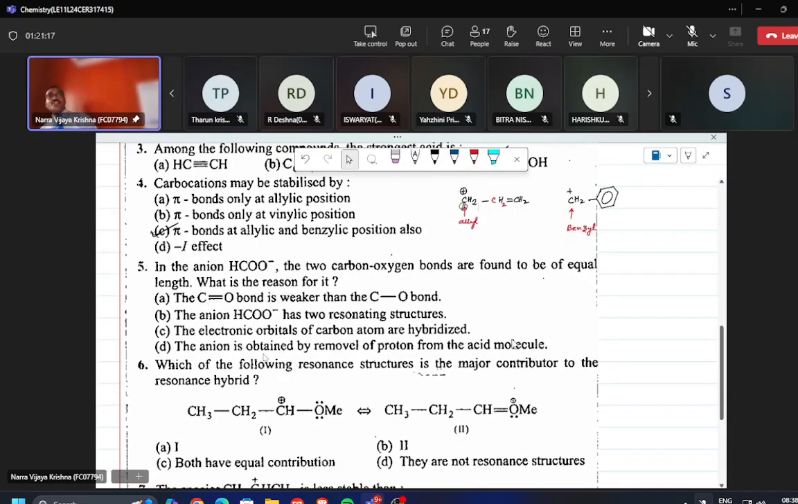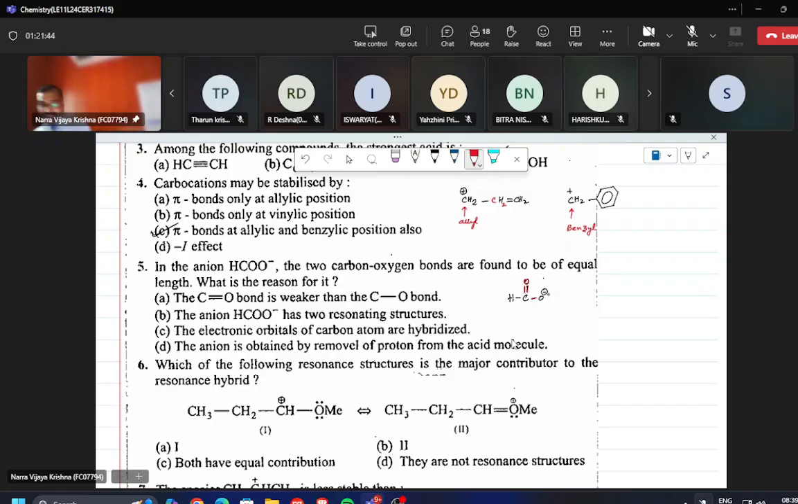In the anion HCOO minus, they are talking about HCOO minus. The two carbon-oxygen bonds are found to be of equal length. Why? There are two carbon-oxygen bonds, correct? This is one carbon-oxygen bond. This is another carbon-oxygen bond. Why do these two bonds have the same length?